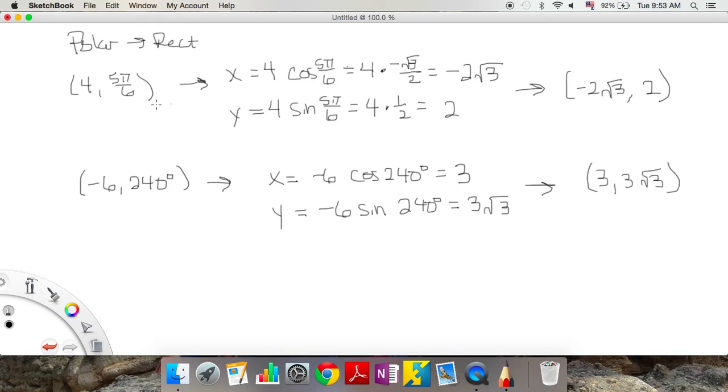Now, on this one, you can check it. You know 5 pi over 6 is over here, so you're over here somewhere. And look, negative x, positive y, so you're in the second quadrant. This one, 240 degrees is over here somewhere, but we went negative 6 in that direction, so we're up here somewhere. And positive x, positive y, first quadrant, so we're good to go there.